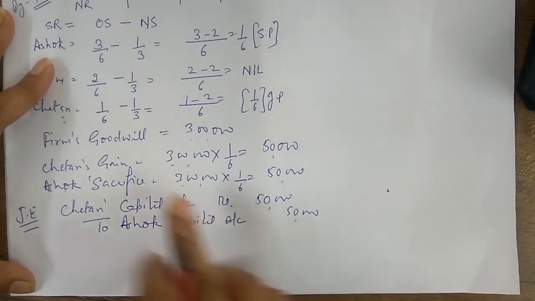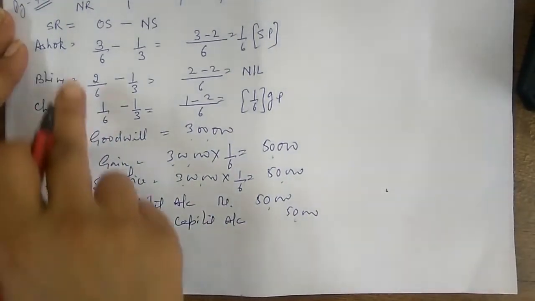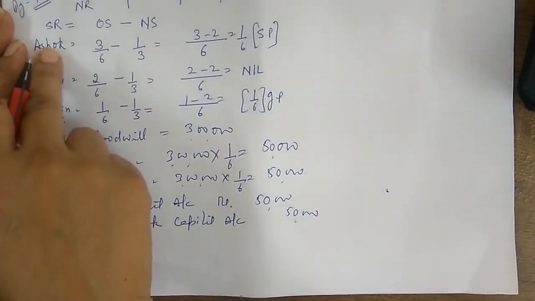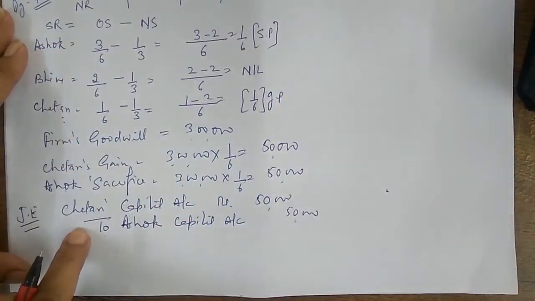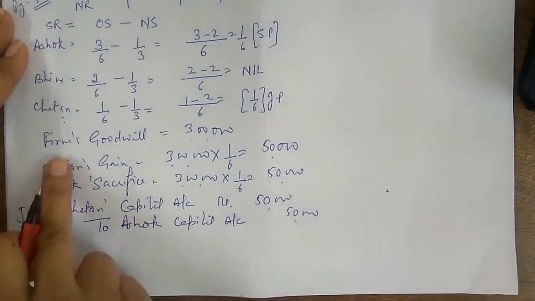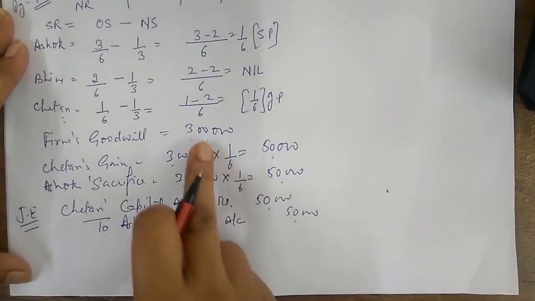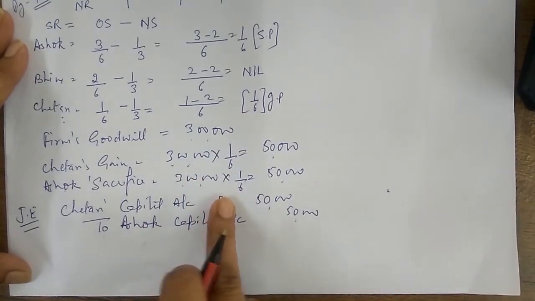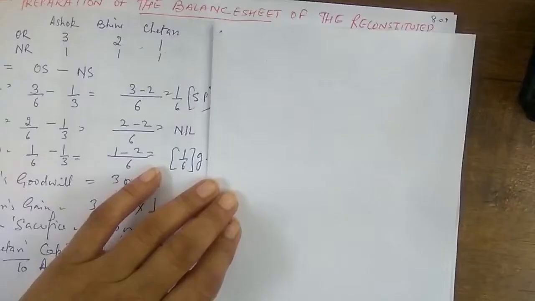So this way we have calculated one concept, that is calculation of sacrifice ratio. We get the gaining partner, we get the sacrificing partner. With that, we have put the entry Chetan's capital account debited to Ashok's capital account. Total firm's goodwill is given. Out of that, we will multiply gaining partner share with sacrificing partner share. We will put the entry.